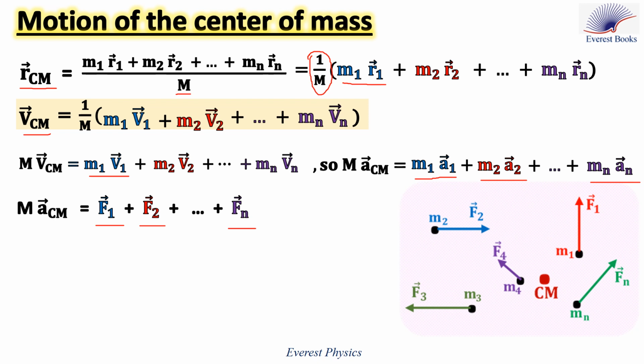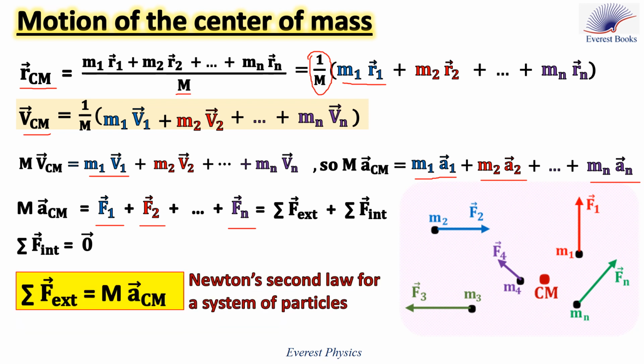mnan equals Fn, which is the net external force acting on the nth particle. But F1 plus F2 and finally plus Fn equal the net external force acting on the system plus the net internal force acting on the system. We know that the net internal force acting on the system equals 0. Therefore, the net external force acting on the system equals the total mass of the system times the acceleration of the center of mass of the system, which is called Newton's second law for a system of particles.